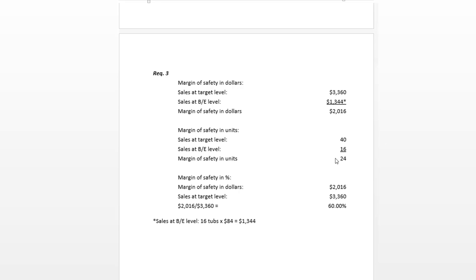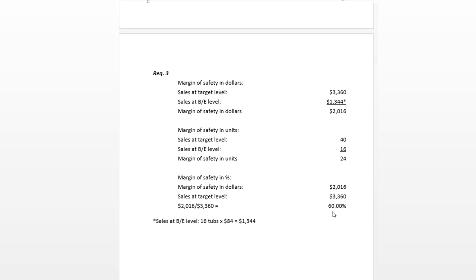And then in units, it's simply the difference between the number of units that we need to sell to get our desired profit level and our break-even, our 24 units. And then as a percentage, our margin of safety in dollars was calculated as 2,016. So that, as a percentage of our sales at target level of 3,360, is 60%.